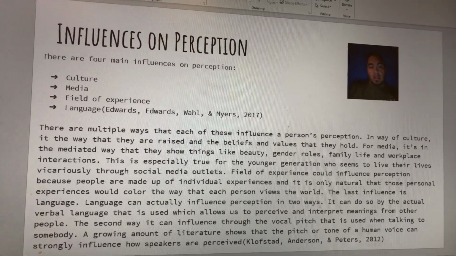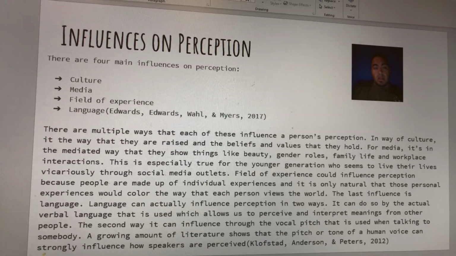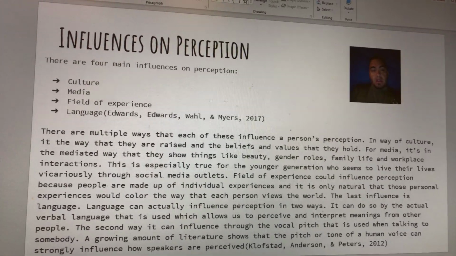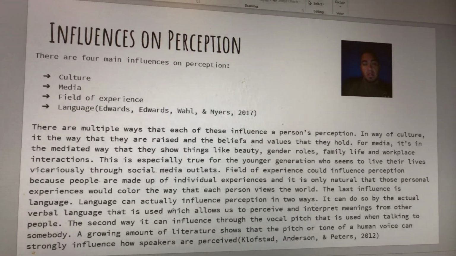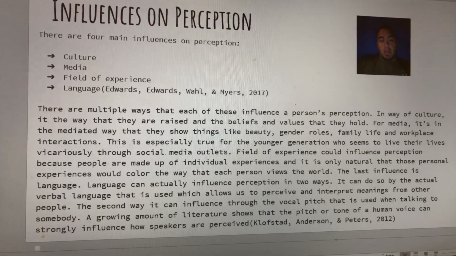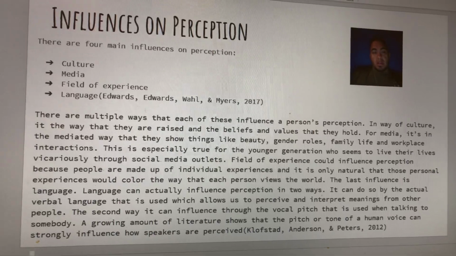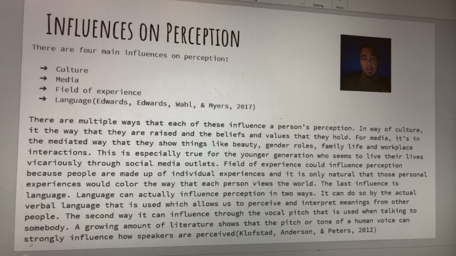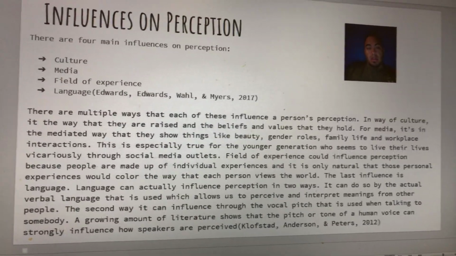For media, it's in the mediated way that they show things like beauty, gender roles, family life, and workplace interactions. This is especially true for the younger generations who seem to live their lives vicariously through social media outlets such as Facebook, Instagram, Snapchat, and all the popular ones. Field of experience could influence perception as well because people are made up of individual experience, and it is only natural that those personal experiences would color the way that each person views the world.